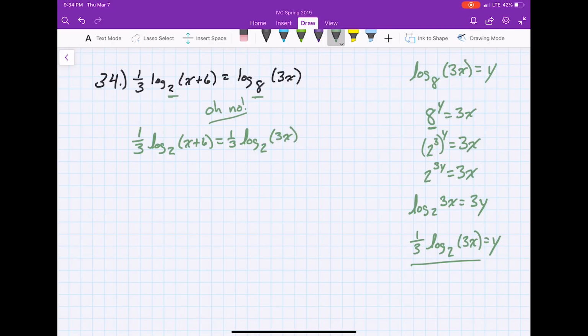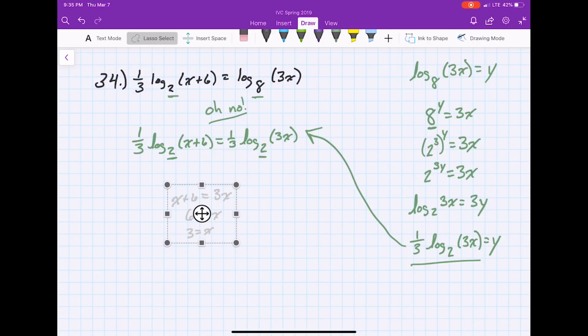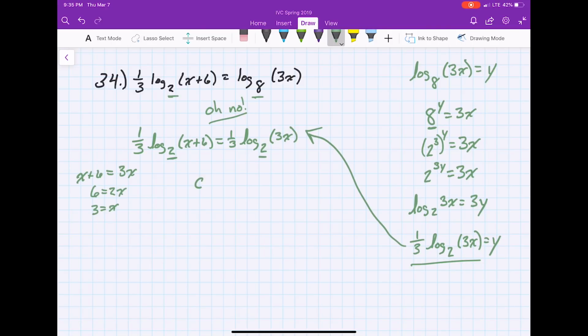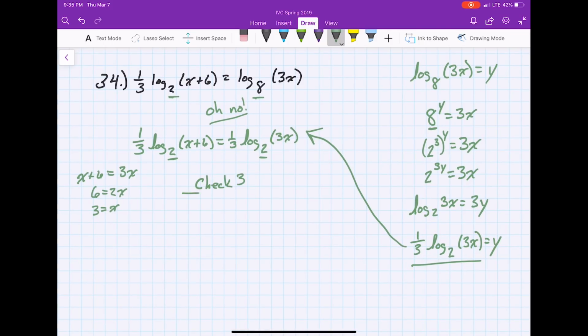All right. So what do we do? Yeah, this is where I pulled that from. The work we did before, we pulled that out and replaced it over here. We have our logs are equal. So we really have x plus 6 equals 3x. Well, we are going to get the x's on the same side, and we end up with 3 equals x. Move this over here so we can do our little check work. We've got to check the 3 to make sure it actually works.